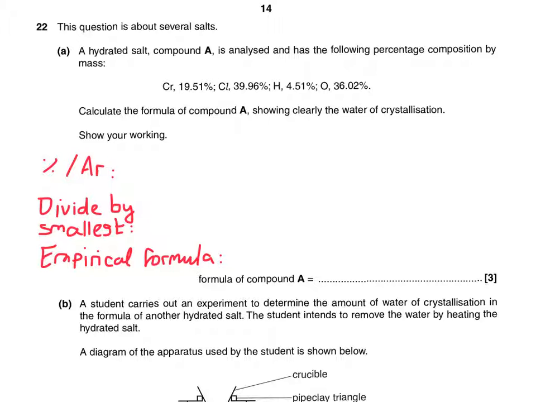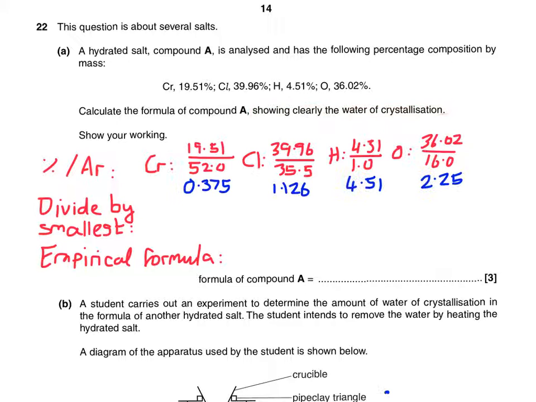So this first part is a straightforward empirical formula question, and I've laid out the 3 steps you need to come up with the empirical formula. Where it says to show the water of crystallization clearly, that means to include .xH2O somehow in your final formula.